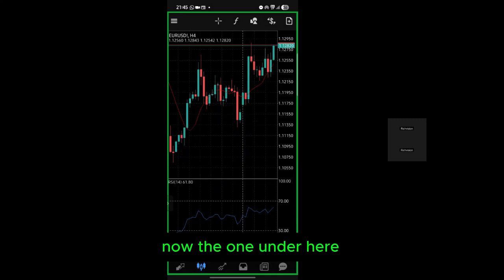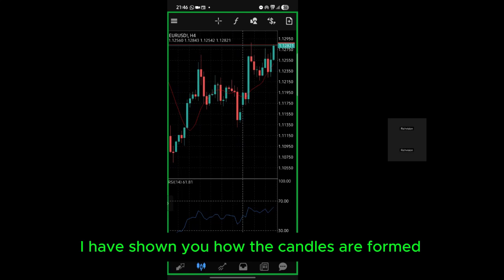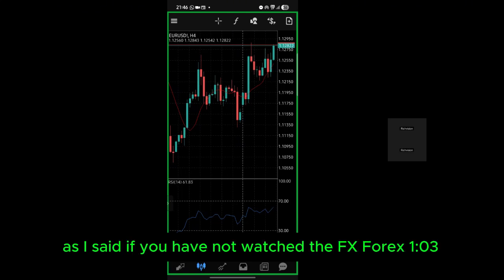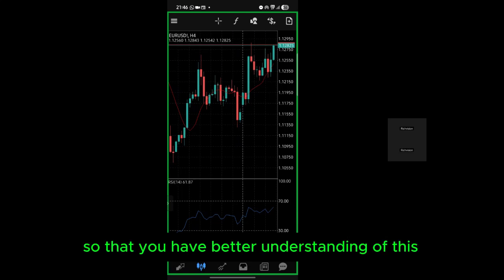Now, the one under here, with the blue line just at the bottom, is the RSI. That is an indicator, but we are not talking about indicators now. We're just concentrating on the candles. I've shown you how the candles are formed. As I said, if you have not watched Forex 103, you had better go watch it so that you have a better understanding of this.